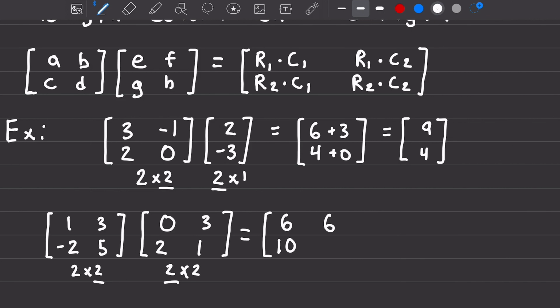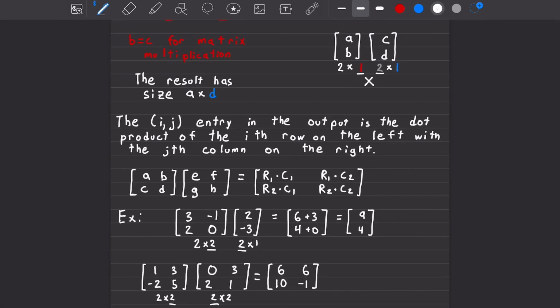And finally, our last entry is going to be the dot product of this here with that. So that's going to be 3 times -2, -6 plus 5, which is -1. And that's really all there is to matrix multiplication.